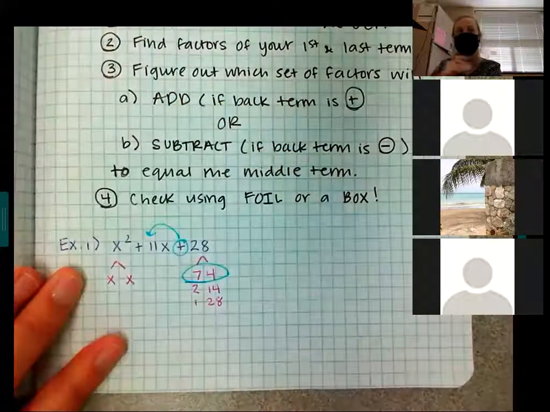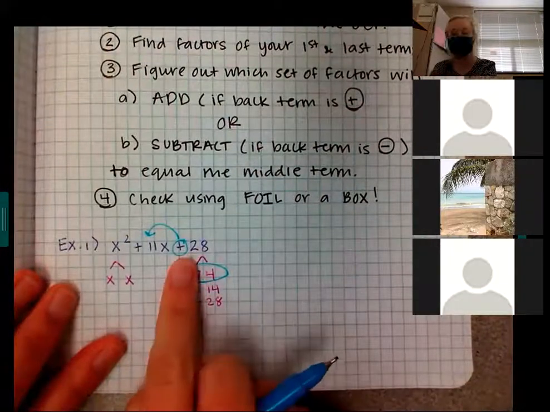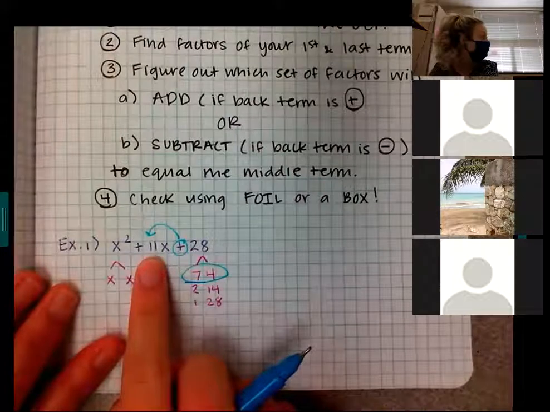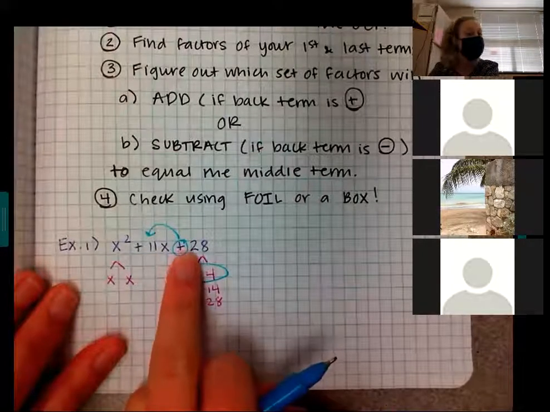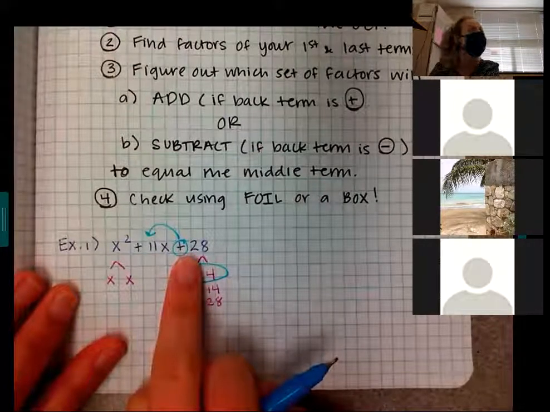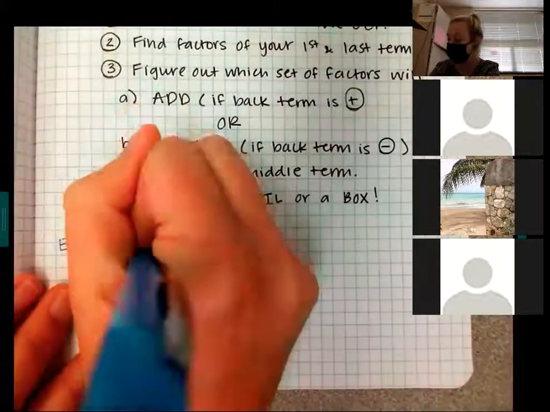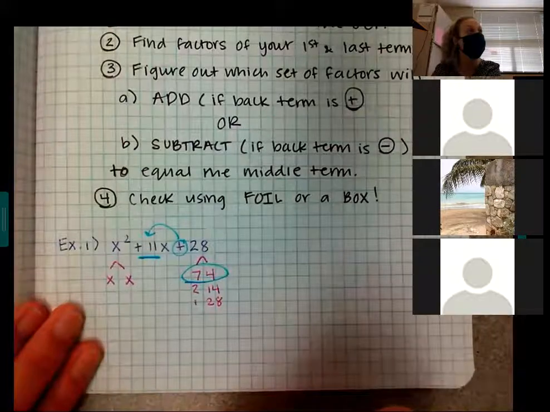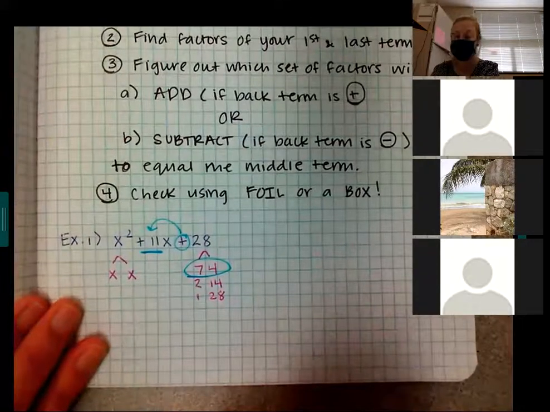Yes, y'all are so smart. Look at your back term. It's positive, so we need to add to make 11, right? When we're adding, we know our signs will be the same. And then I want y'all to look at the 11. It's positive. So can y'all tell me what the 2 factors will be?